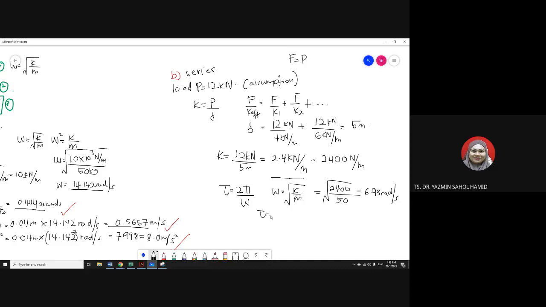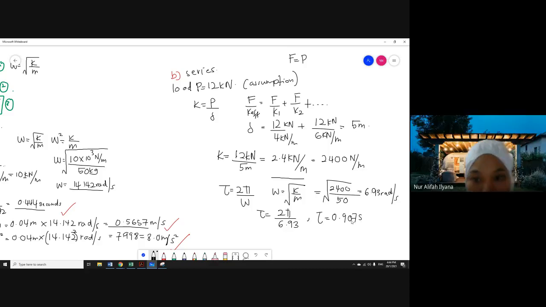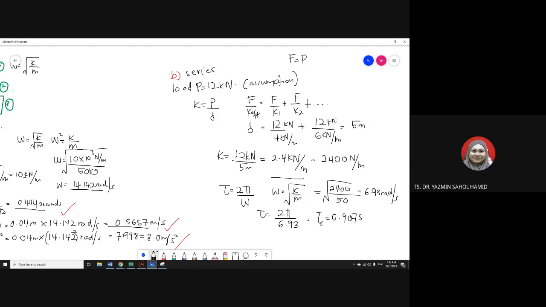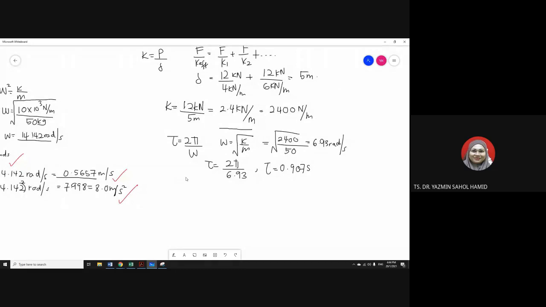So the period will be 2 pi divided by 6.93. So this equals, what time do you get? Same? 0.907 second. Okay, good. So it's easy, the same concept. Next.